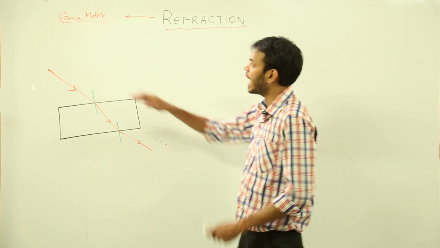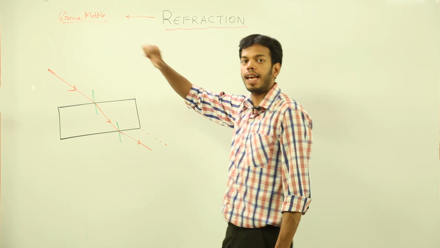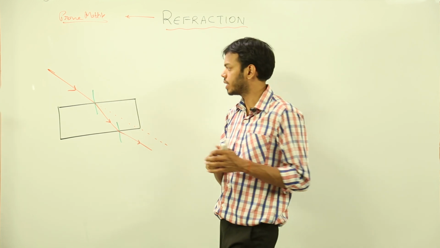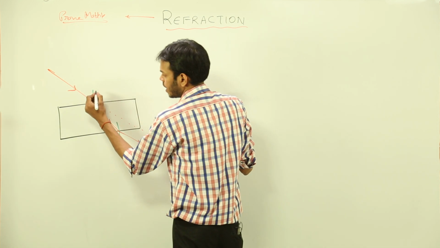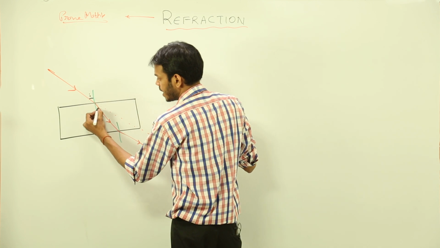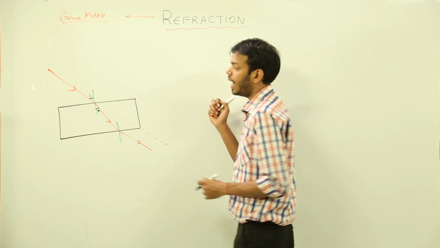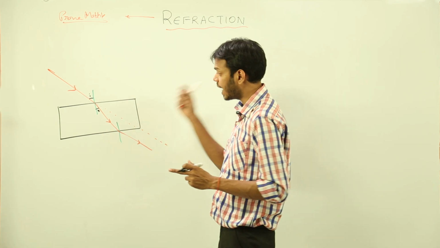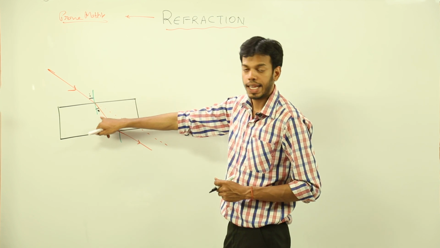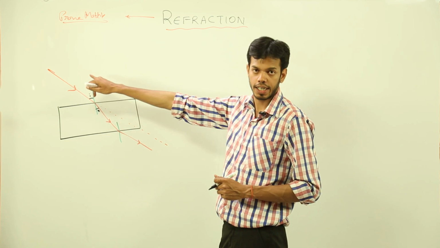Now I had told you that I would prove it mathematically that while a ray is traveling from rarer to denser, it has to bend towards the normal. Let us prove that. This is the angle of incidence I, this is the angle of refraction R, and if I have to prove that light has bent towards the normal, the angle of refraction should be less than the angle of incidence, right?